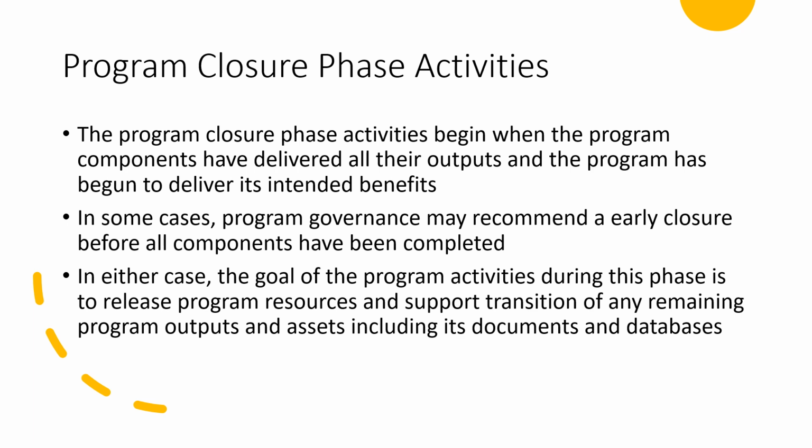Let us try to understand the context of program closure phase activities. They begin when the program components have delivered all their outputs and the program has begun to deliver its intended benefits. In some cases, program governance may recommend early closure before all components have been completed. Either way, whether it is a normal closure or abnormal closure, the goal of the program activities during this phase is to release program resources and support transition of any remaining program outputs and assets, including its documents and databases, either to operations or to some other team in the organization.